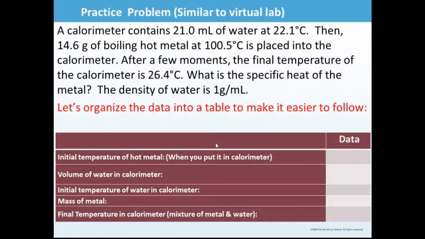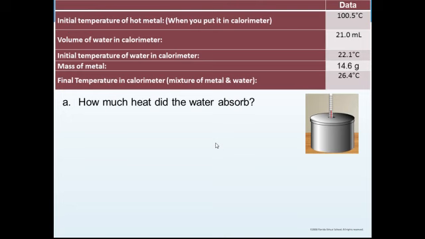So hit pause real quick and fill in that information from the problem. I have all the information in the table now. In the data, the initial temperature of the hot metal was 100.5 degrees Celsius. It told us that we put 21 milliliters of water into the calorimeter. The water was at a temperature of 22.1 degrees Celsius. The metal had a mass of 14.6 grams. At the end of the experiment, the water and the metal had the same final temperature of 26.4 degrees.